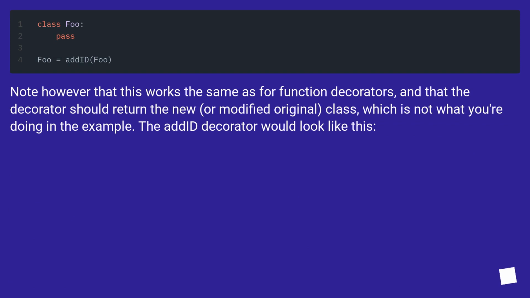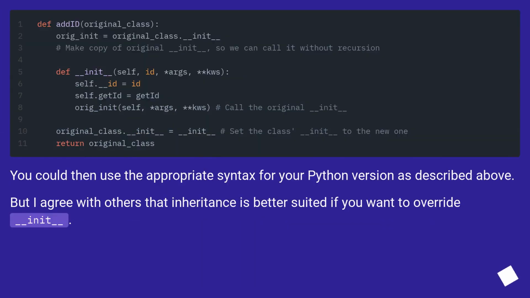Note, however, that this works the same as for function decorators, and that the decorator should return the new, or modified original, class, which is not what you're doing in the example. The fixed decorator would look like this. You could then use the appropriate syntax for your Python version as described above.